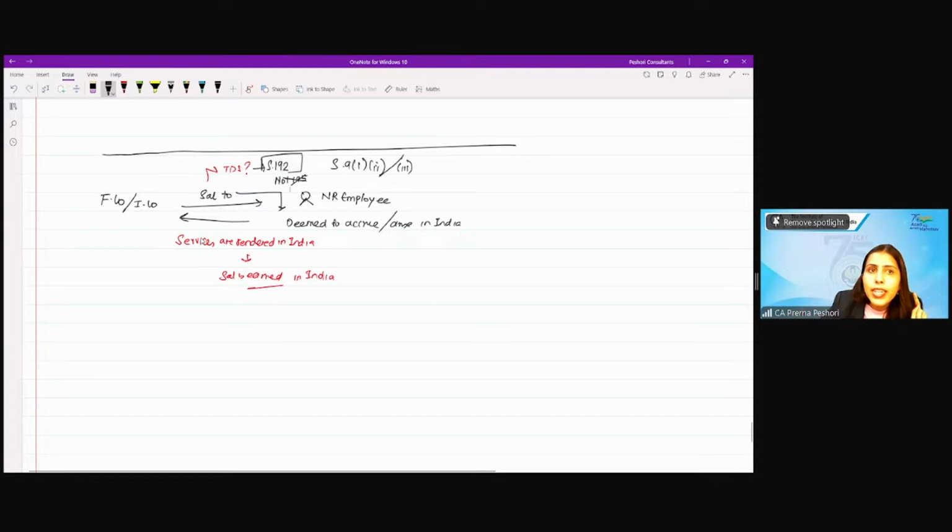Now 913. As I said, this is for the government salary, salary paid to a government employee. It says that any income from salary which is payable by the government to a citizen of India for services rendered outside India would be deemed to accrue or arise in India. So just write down.